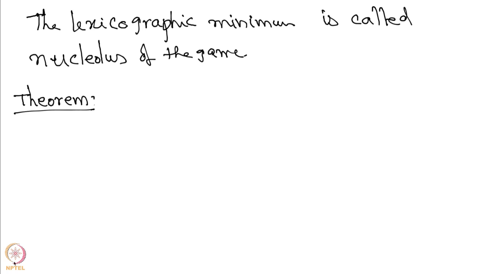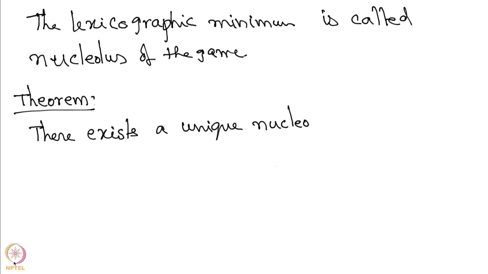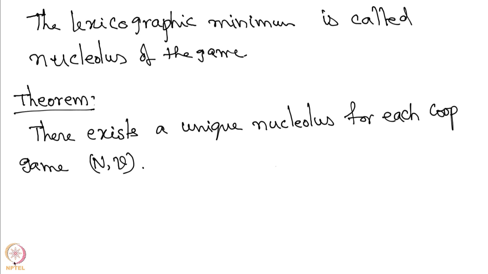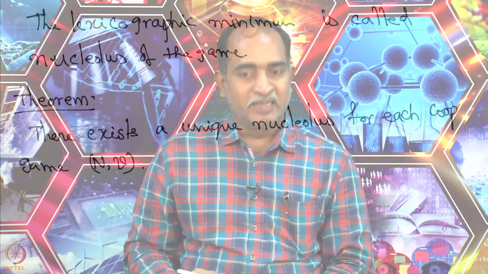Let me put it this way: there exists a unique nucleolus for each cooperative game (N, v). So the theorem actually says that given any cooperative game (N, v), there is always a nucleolus, and in fact it is unique. So now let us compare with the three notions that we have seen so far.